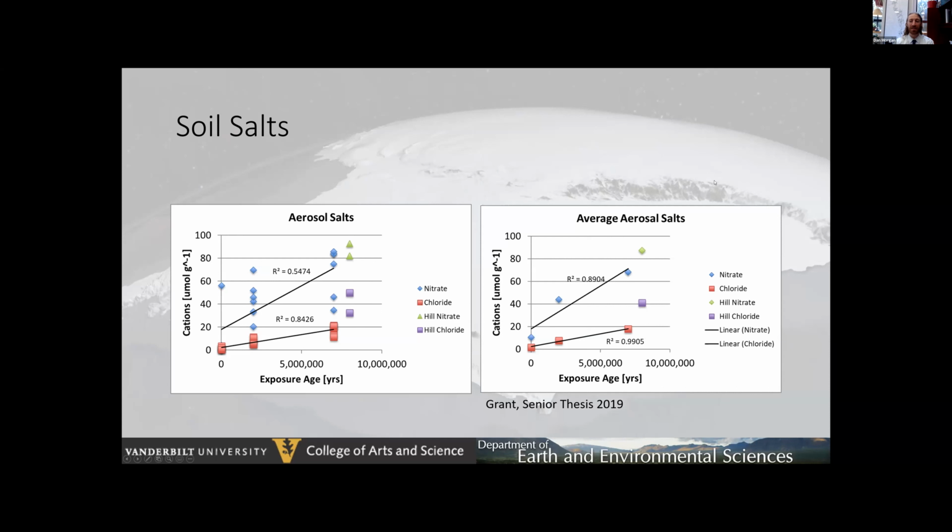I will say for the hills, I just made up an age of 8 million years to just plot them on there. We don't really have an exposure age for them, but they should be older than the glacial material. So that's just to show about where they would plot on there.